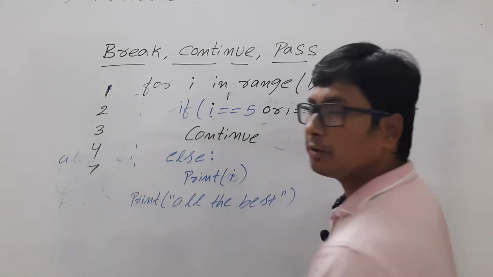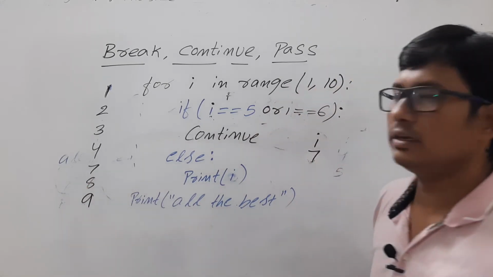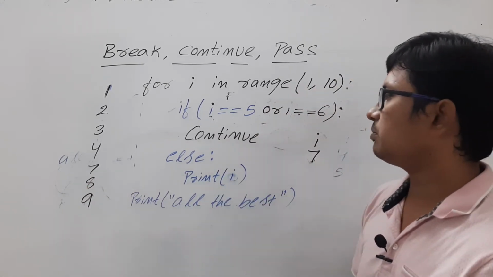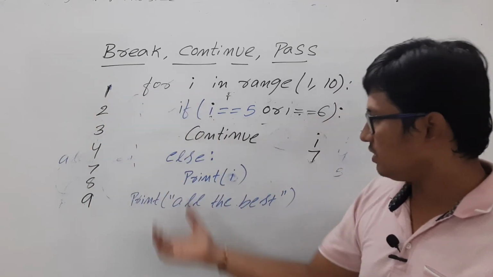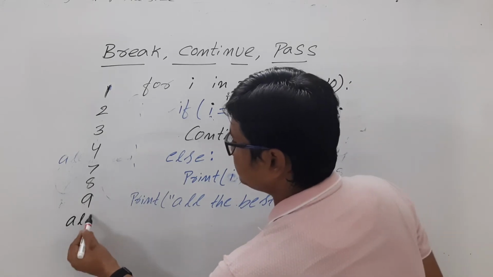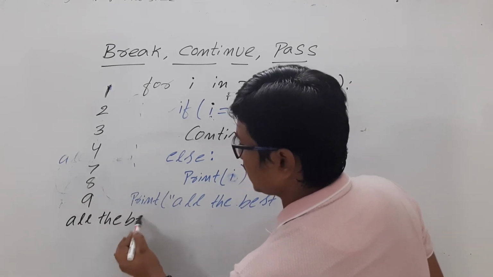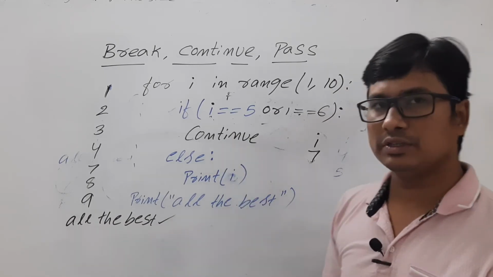So 7 will be printed. Then again 8 will be printed. Then 9 will be printed. So in place of the break statement, if you give the continue statement, this will be the output. After this one, all the best will be printed. Am I right or wrong? Is it clear? This will be the output in place of break if you are using continue.